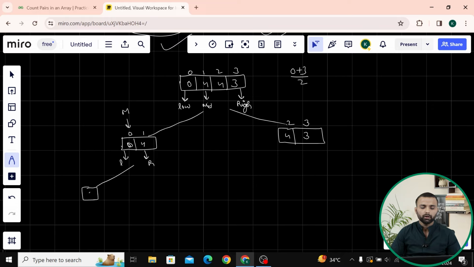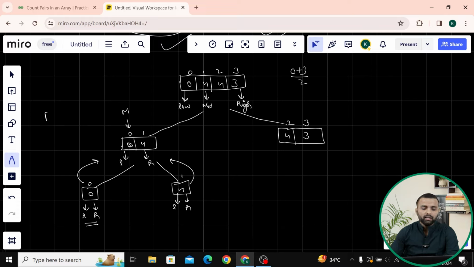Again I divide this array. Now if I go into the right side of it, it gives me this 4. In this case, my low is pointing to the same index and high is also pointing to the same. So this is a stopping condition, and we go back. And here in the right side, again low is pointing to this and high is pointing to this. It's also a stopping condition.